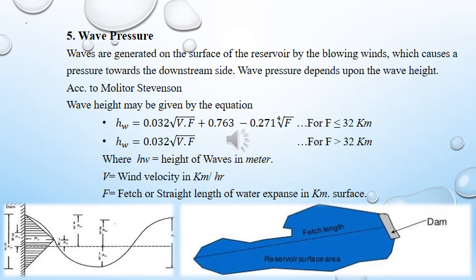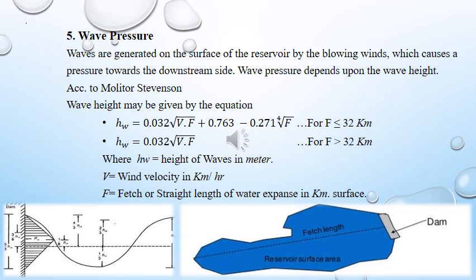So wave pressure depends upon the wave height. Wave height may be evaluated according to Molitor-Stevenson. When the fetch F is less than or equal to 32 kilometers, the height of wave hw comes out as 0.032 under root of V into F, plus 0.763 minus 0.271 F to the power 1 by 4.